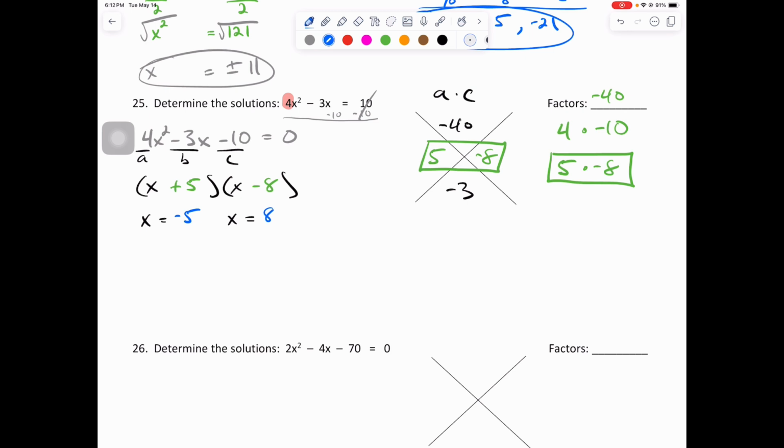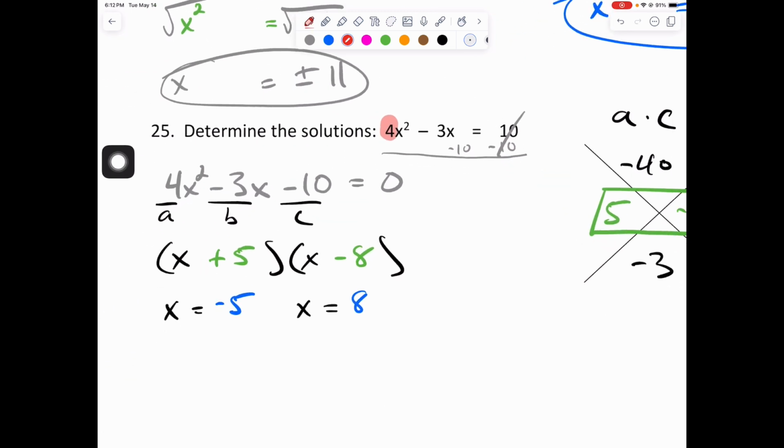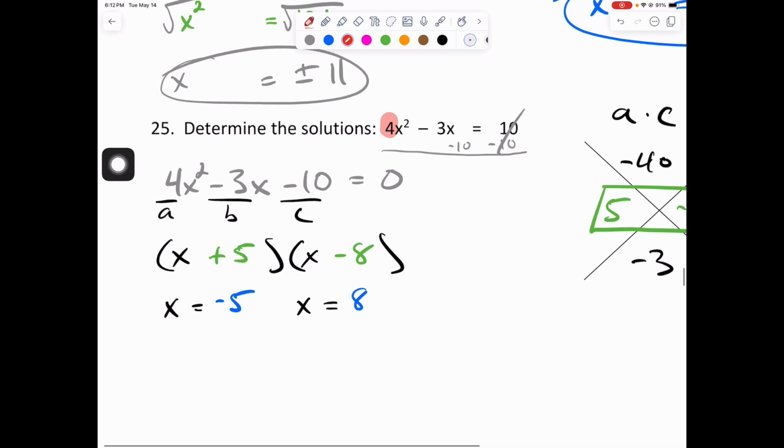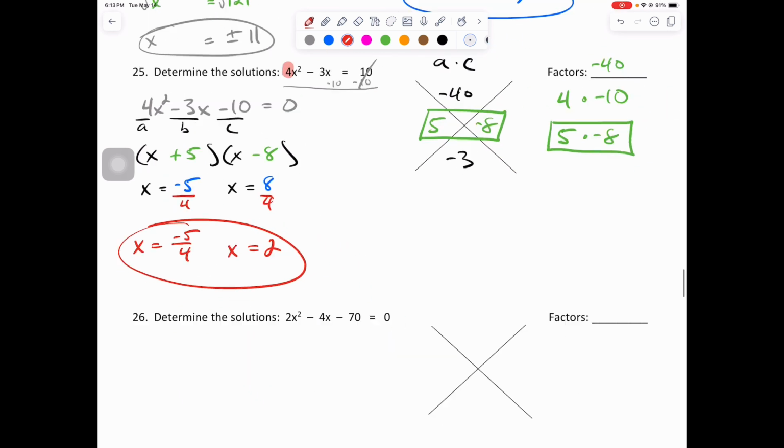What was our a value again? Let's zoom on in tighter. A value was a 4. Oh, we had it here as well. The a value is a 4. All right, so I will divide each side by 4, giving us x equals negative 5 over 4, and x equals 2. Go ahead and circle your answer.